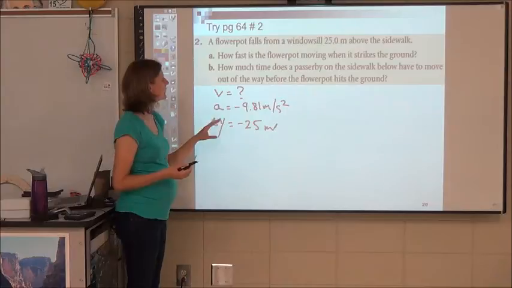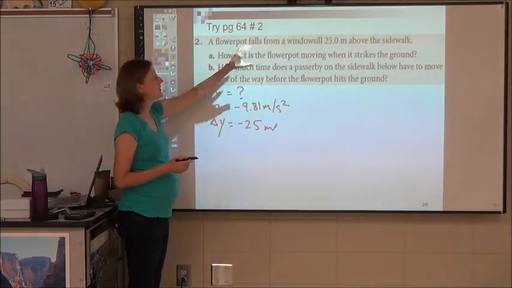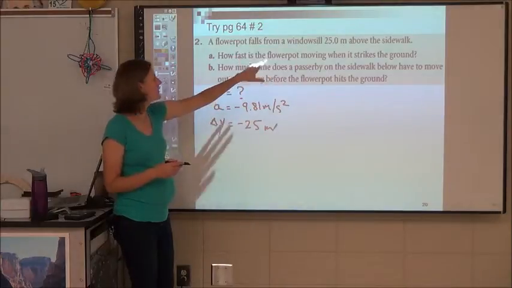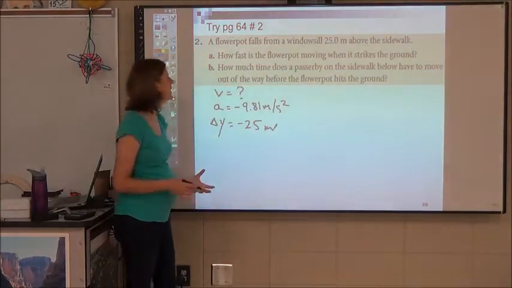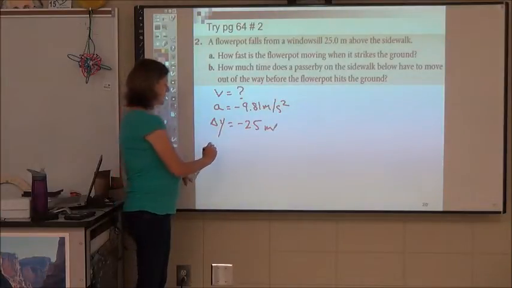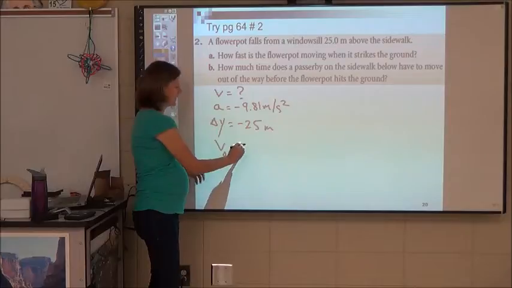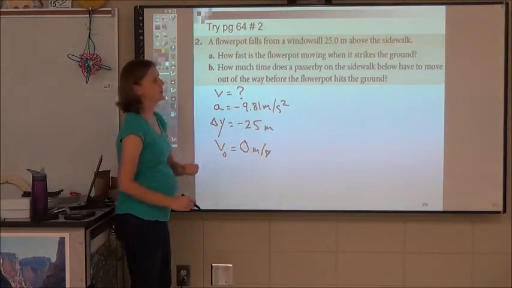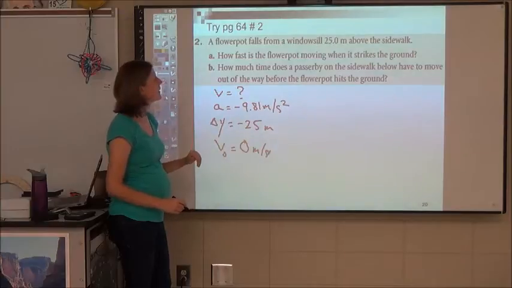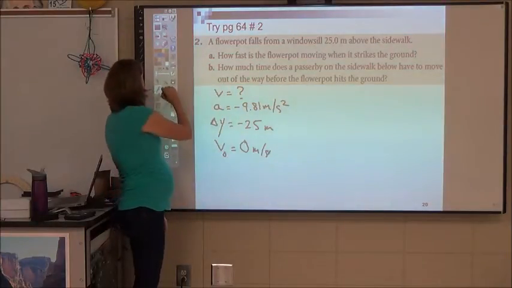And then what else? Okay. I do need one more term, and this doesn't really say dropped, but it also doesn't say that the flower pot was thrown down. So you are supposed to assume in this problem that the initial velocity is nothing, is 0. So it just fell out the window, it wasn't thrown out the window. All right, so that's all the info we've got.